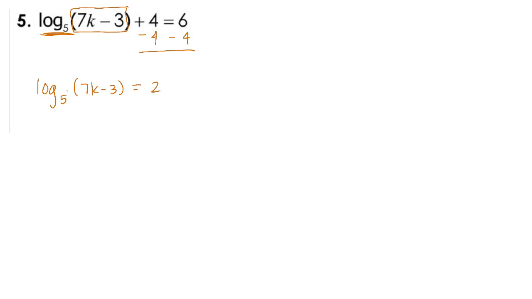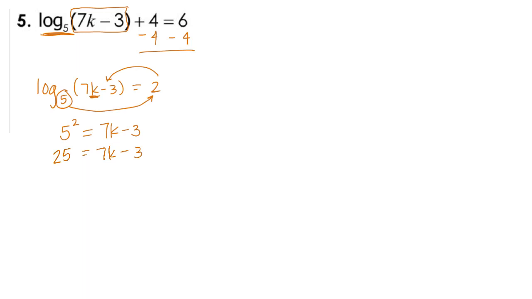Now, we're going to go ahead and rewrite this in exponential form because that's the only way we can access that variable. So we're going to say 5 raised to the second power is equal to this argument here, 7k minus 3. We always will go back to that exponential form whenever we only have a logarithm on one side. All right, so solving this equation, that's going to give us 25 equals 7k minus 3.